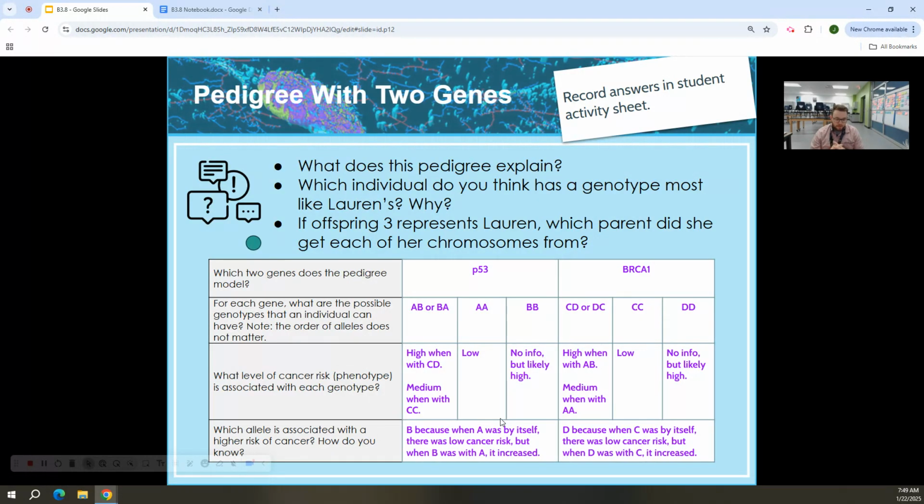So which allele is associated with higher cancer risk? How do you know? We know that B is, because when A was by itself, there was no cancer risk or very low. But when B was with A, we saw that cancer risk increase. And then the same trend was true for BRCA1 with the D allele, because when C was by itself, there was low cancer risk or none. But when D was with C, we saw that that cancer risk increased.